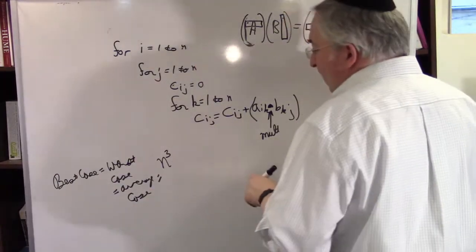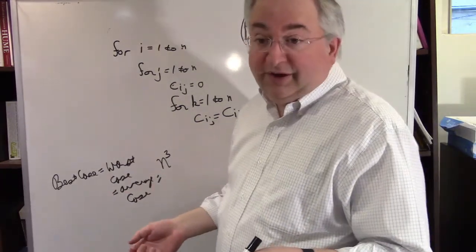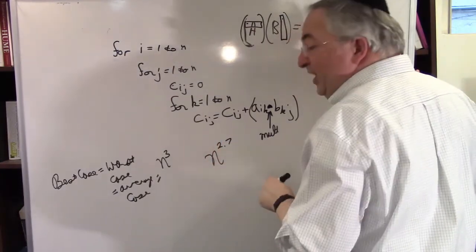And n to the fourth, that would be worse. That would have to do more work. So there's an algorithm that does n to the 2.7. We're going to actually see that algorithm.